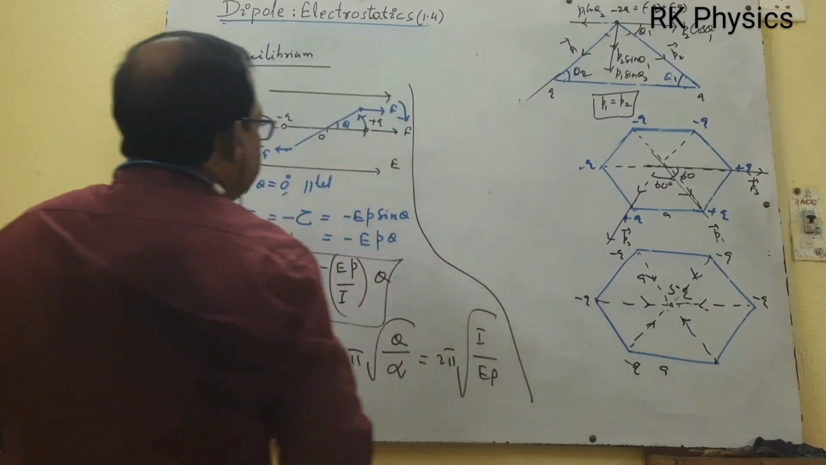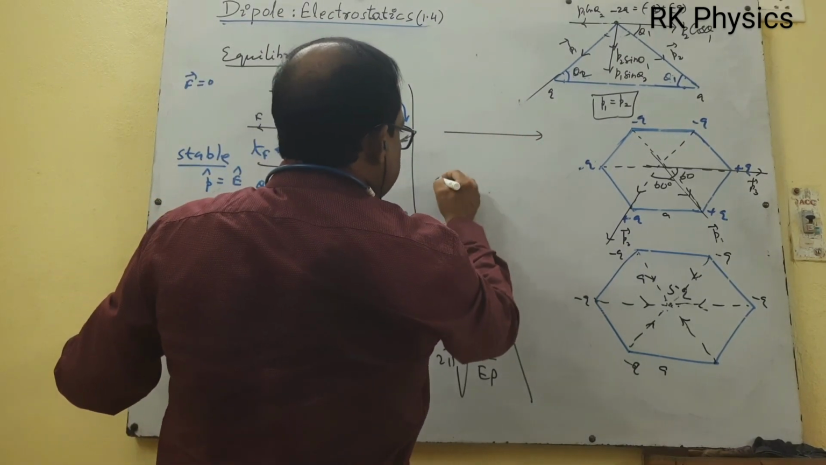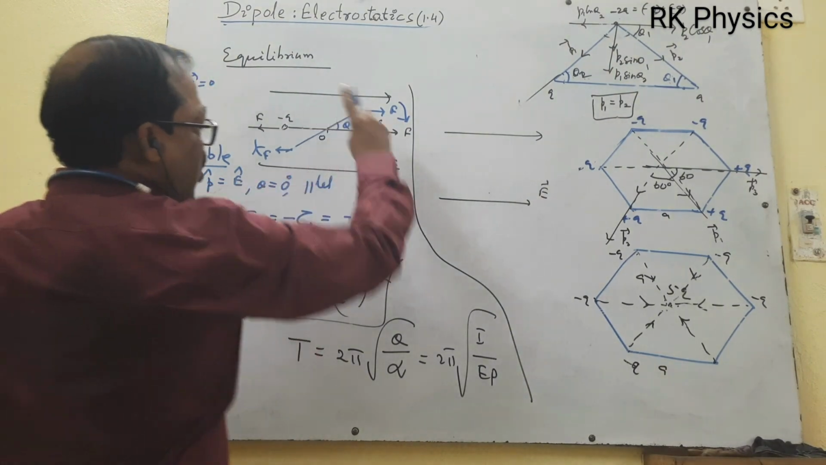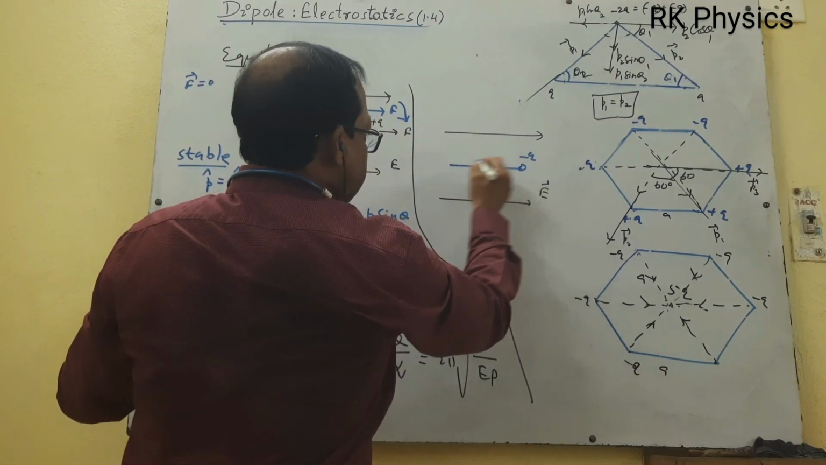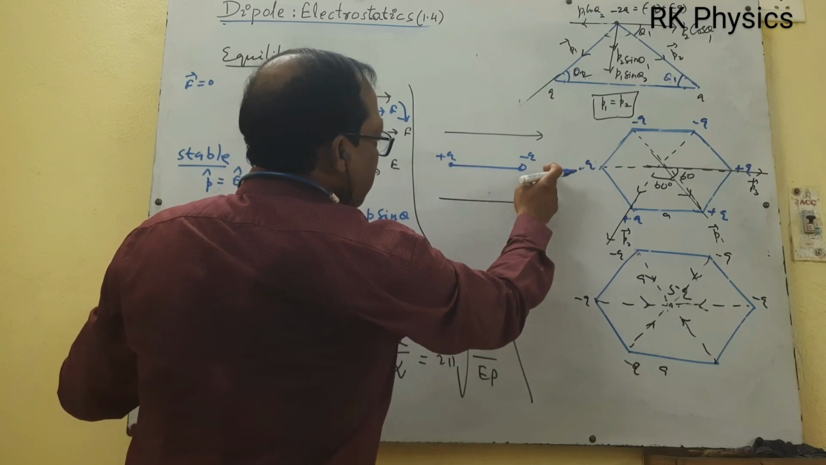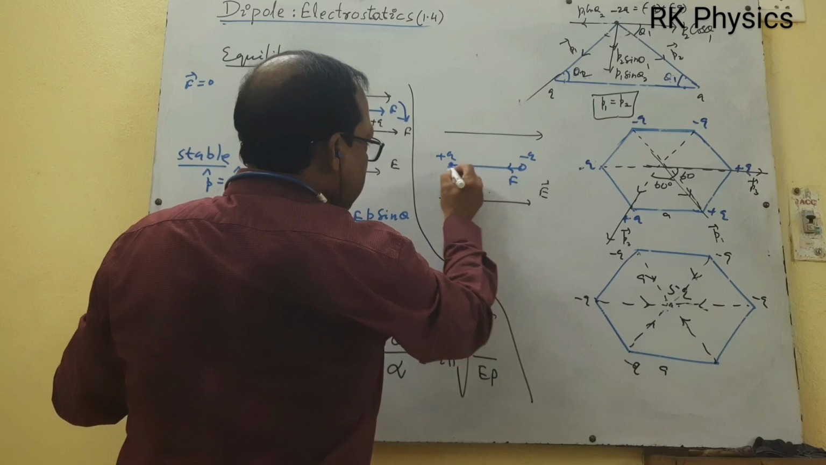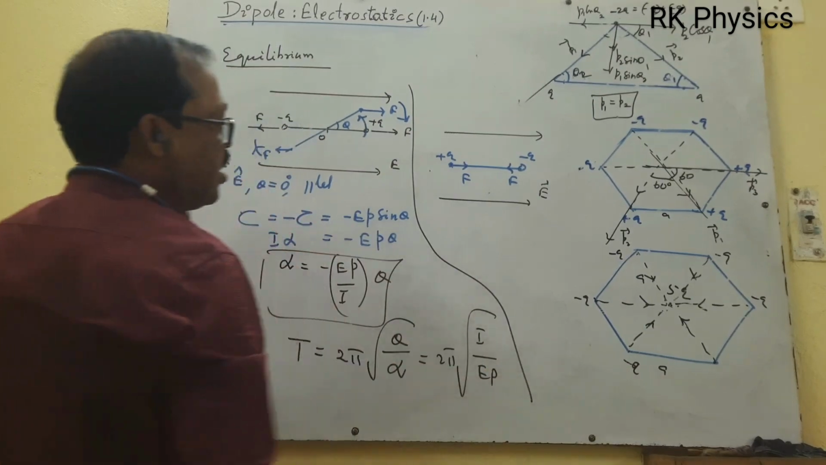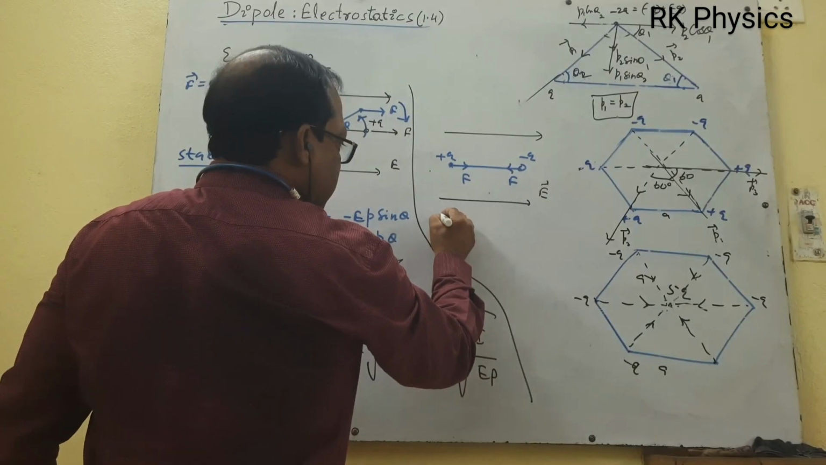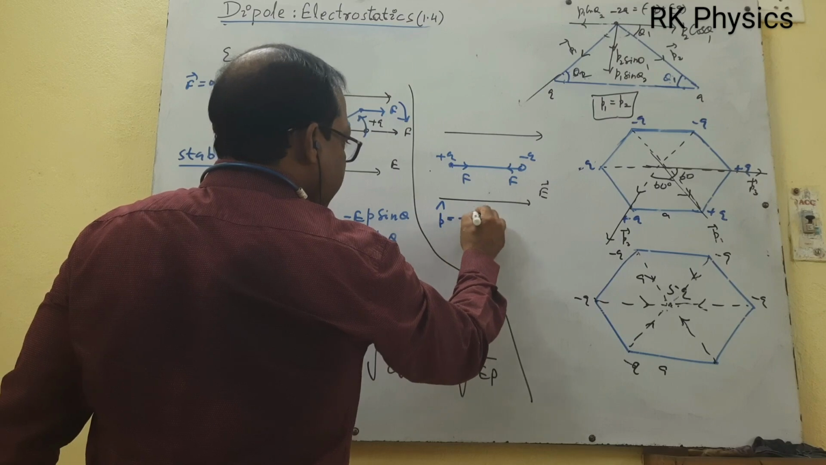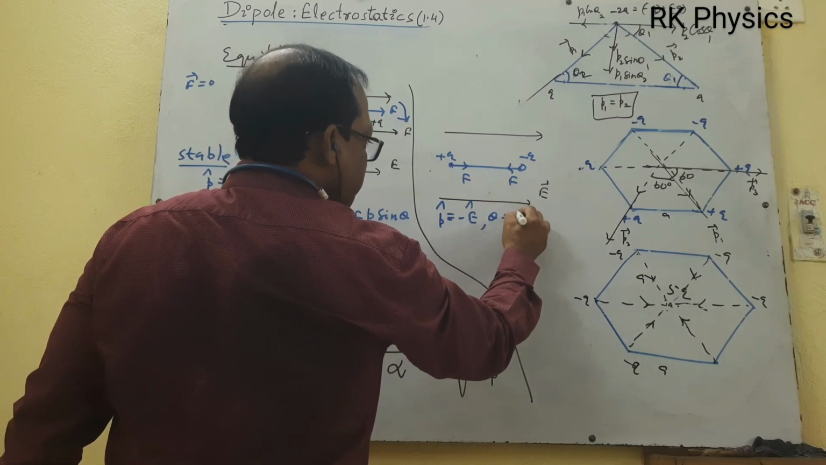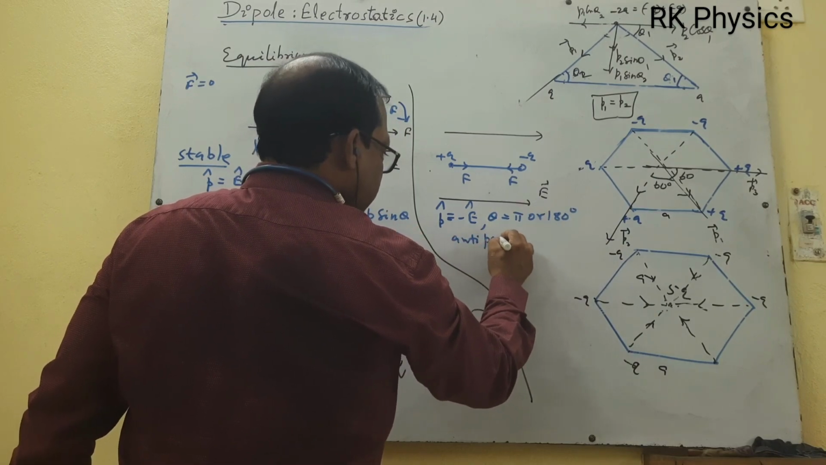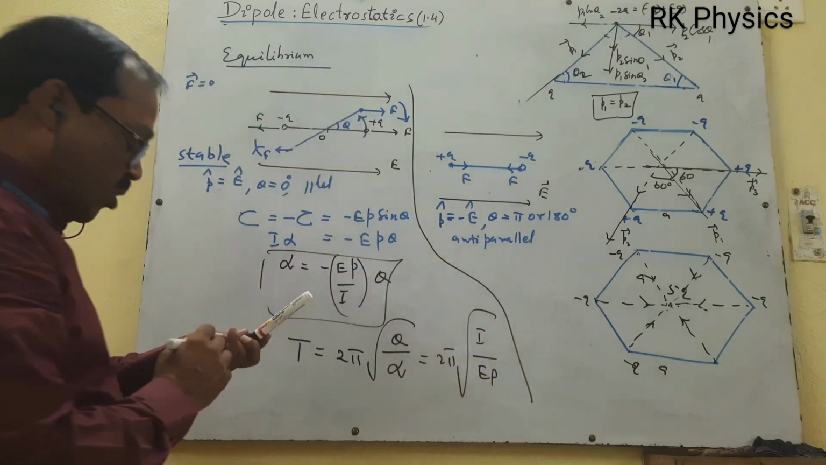Now the alternative. This is your electric field again. Now the dipole is rotated 180 degrees. This side is minus Q and this side is plus Q. So there is a negative charge's force and a positive charge's force. The direction of the forces here is outward, and here the direction of the forces is inward. What is the condition? That is P cap equal to minus E cap. That means theta equals pi or 180 degrees, and this is anti-parallel. Okay, in literature it is called anti-parallel.